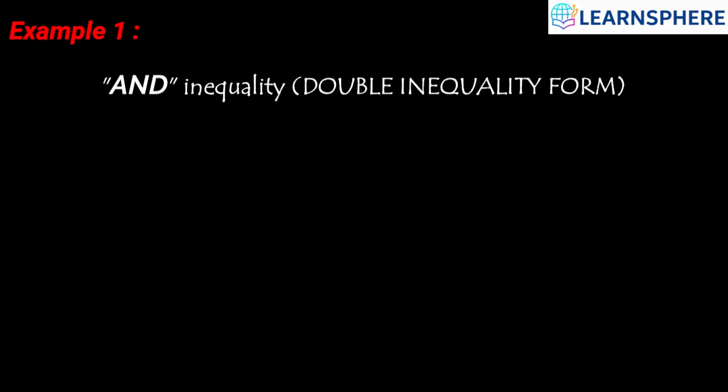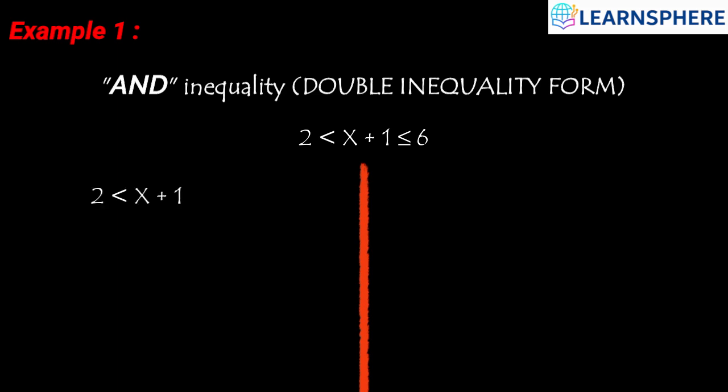For this example, we have 2 < x + 1 ≤ 6. To solve this compound inequality, we firstly have to separate it into two separate linear inequalities. From the left-hand side, we have 2 < x + 1, and from the right-hand side, we have x + 1 ≤ 6. After separating them, we have to solve them separately.